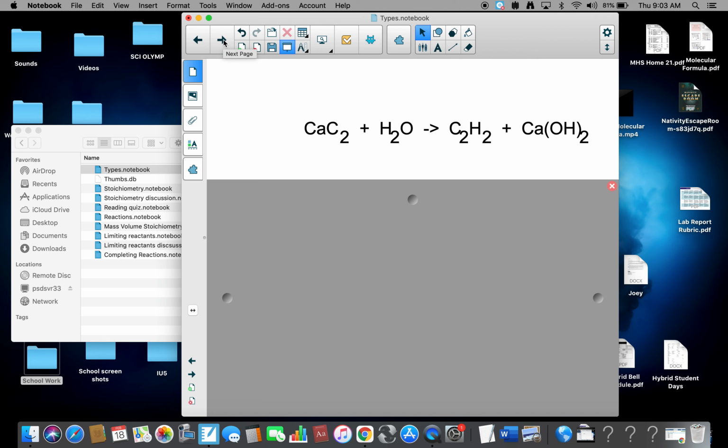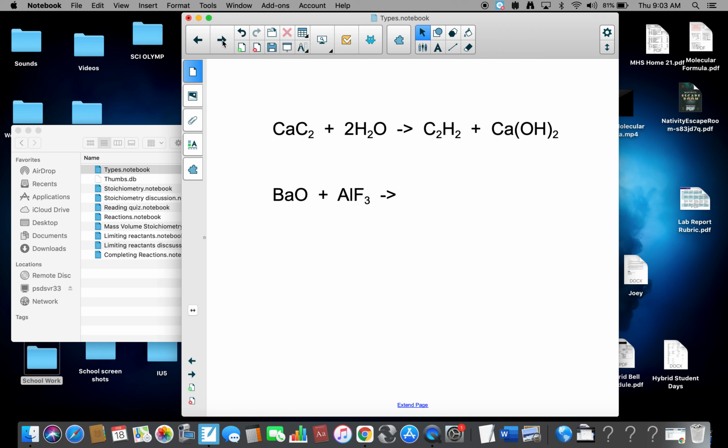Balance it out. Calciums are good, carbons are good, hydrogen good, oxygens are not. So I'm going to put a 2 in front of that. Now I have 2, actually my hydrogens weren't good. So I had 4 and I had 2, so I put a 2 there, and my oxygens are balanced up from there. All right, we'll do this one in class, barium oxide plus aluminum fluoride.